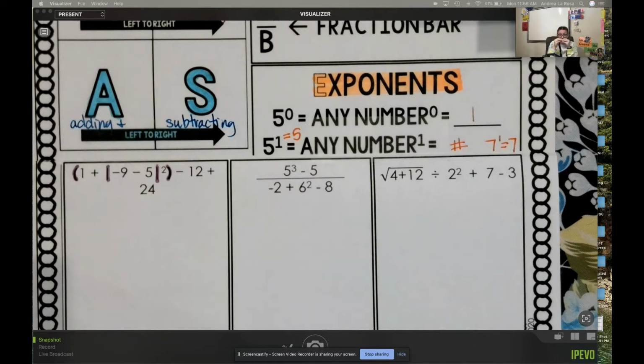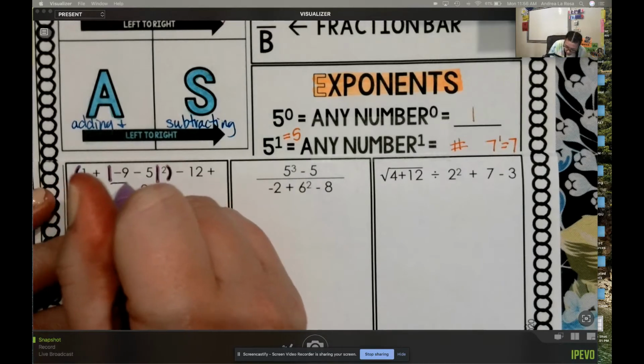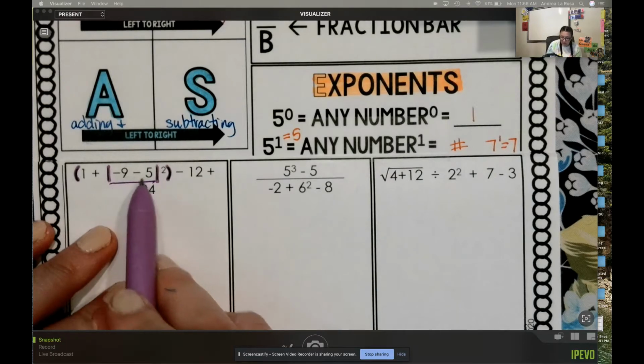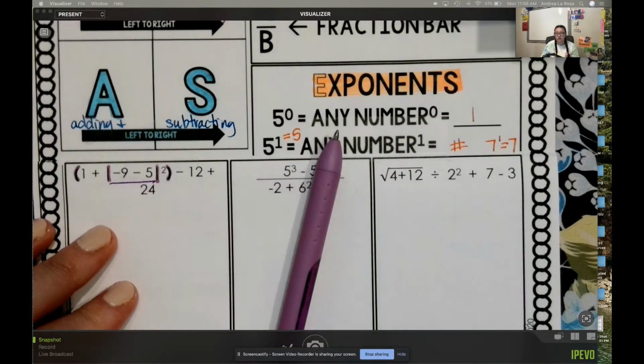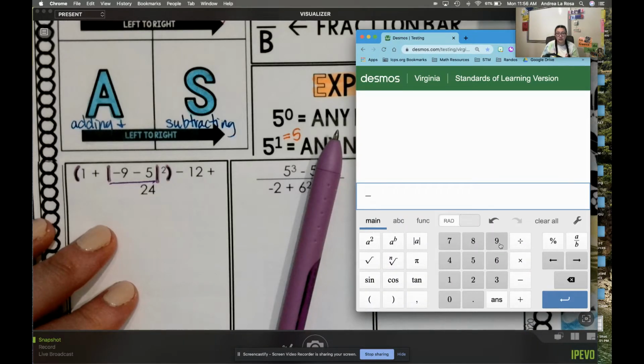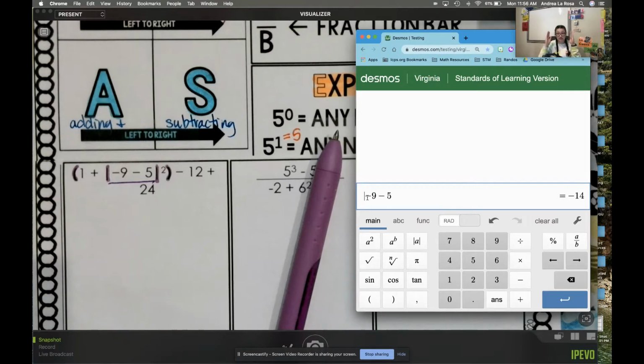First, the most inner part, I want to do that absolute value. So I need to do -9 minus 5. If I use my handy dandy calculator, I have -9 minus 5, and I get -14. But I gotta remember, it's in those absolute value bars. If I put my absolute value bars around that section, now I get my right answer, which is 14.